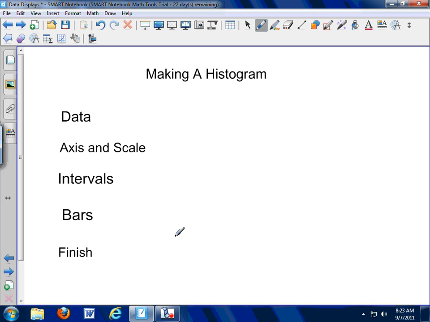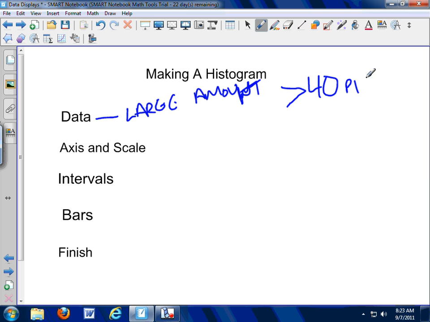Okay? So how do we make a histogram? Just really quickly, first of all, we've got to have some data. A large amount of data, doesn't really matter the spread. And again, if we have more than 40 pieces of data, that's probably where I would make that jump. I might say if I have more than 30, but 40 is a pretty good jump.